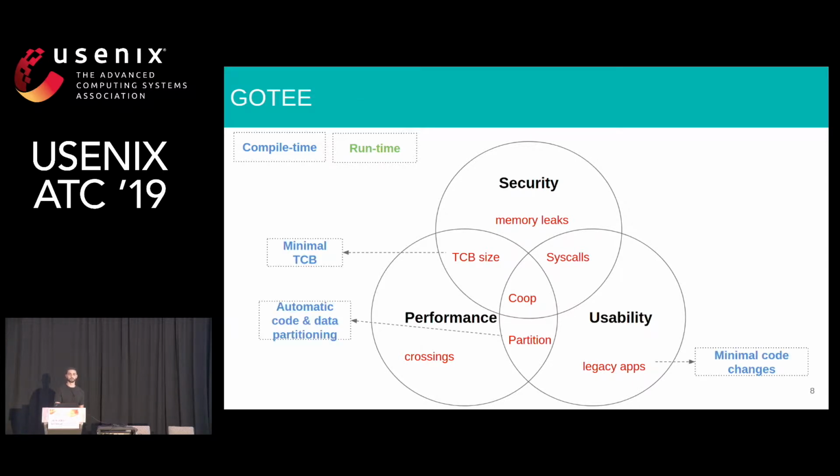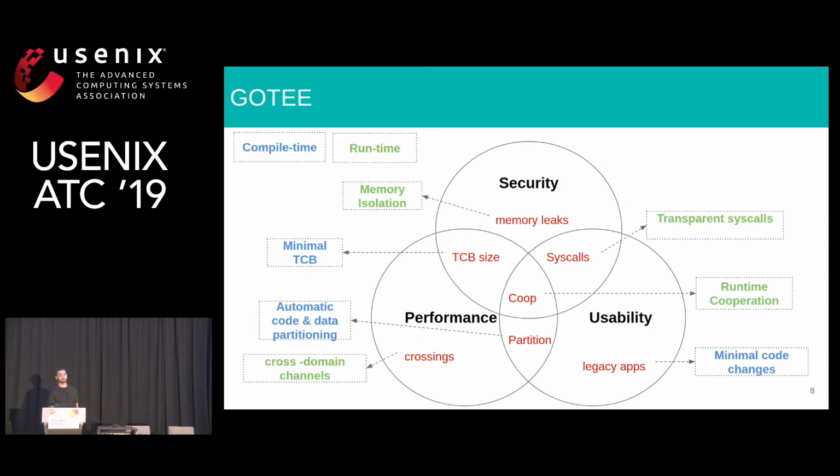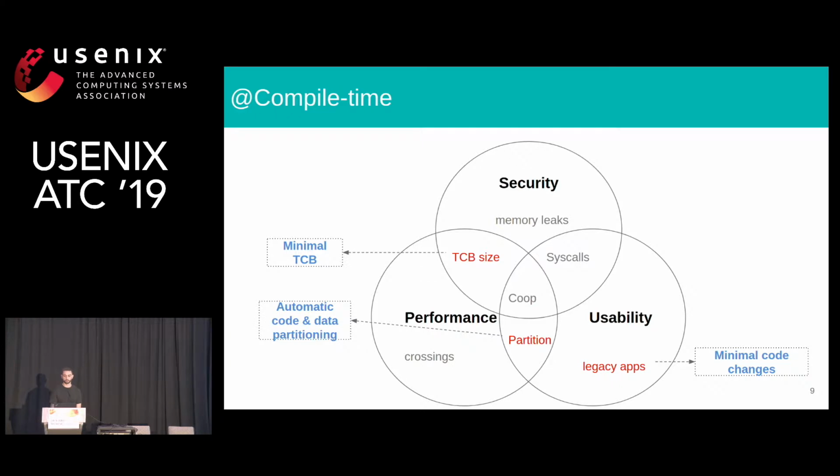So at compile time, it uses the GoSecure keyword to determine what code and data needs to go inside the enclave. Then, at runtime, we handle everything else. So crossings are replaced with typed message passing. We handle runtime cooperation, system calls, and we also enhance memory isolation. So let's look at the compile time.